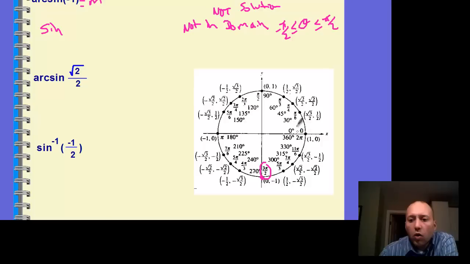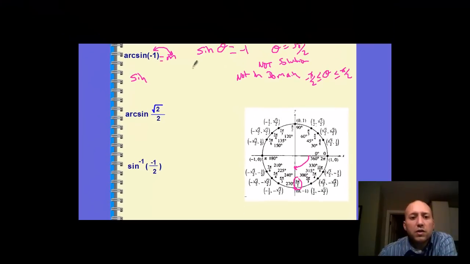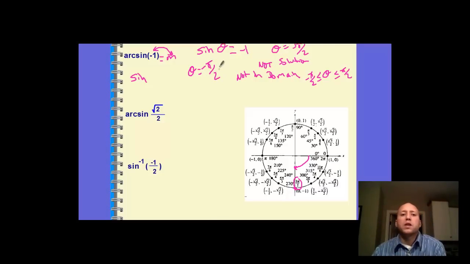So instead of going all the way around the unit circle to get to 3 pi halves, we're going to go the other direction, this direction, to reach the same exact spot. And so the answer to this is theta would actually be negative pi halves. And so you have to be careful about how you state your angle for these inverse functions.